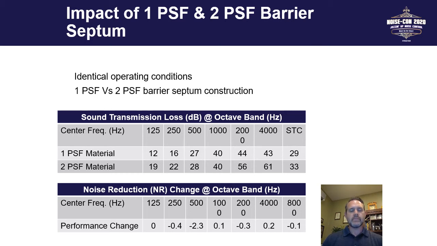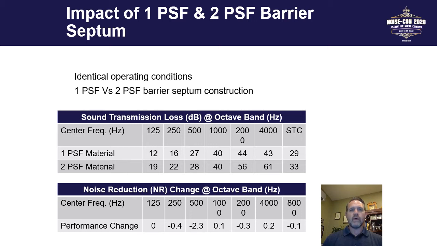I've got two tables here, and let's just focus for a second on the bottom table. That's the performance change in going from 1 pound per square foot to 2 pound per square foot. And basically what you see here, other than the 500 hertz, which is a bit of an oddity, is that there's no appreciable improvement in going from 1 pound to 2 pound.